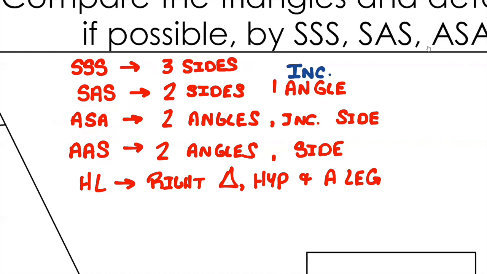And then finally, hypotenuse leg, what are our three pieces? Right angle, hypotenuse. Got to be a right triangle. We've got to have congruent hypotenuses and a congruent leg, one leg.